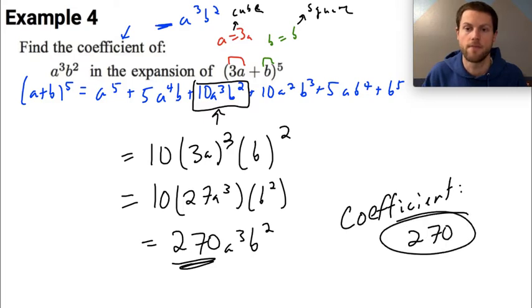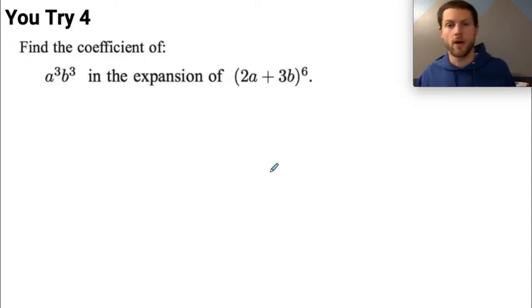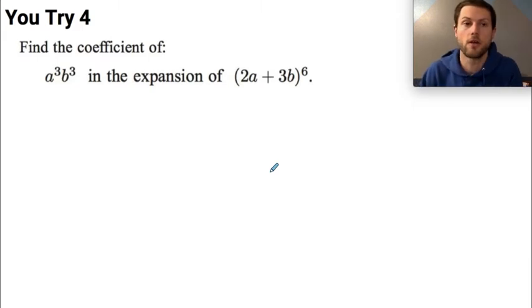270, and that's it. So why don't you try this example here, very similar, same type of style. This is now being raised to the sixth power, so a little bit different, but you know how to do this. Look at Pascal's triangle and give it a shot.